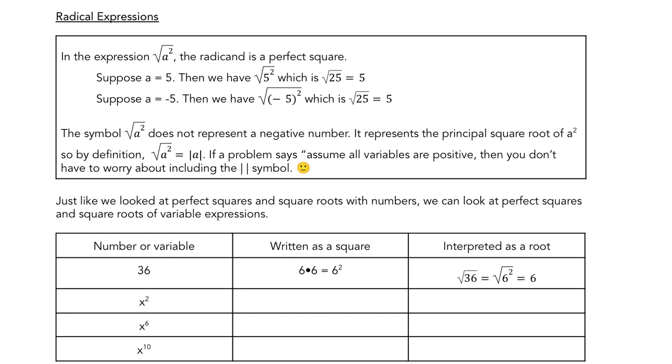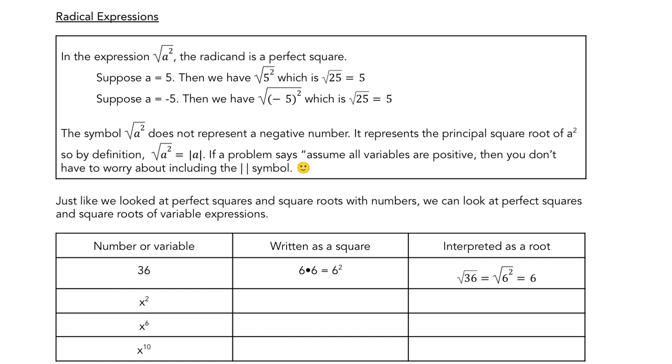All right. So we're going to talk about radical expressions today. Let's review. In the expression, the square root of a squared, the radicand, a squared, is a perfect square. If a is 5, then we have 5 squared, which is root 25, which is equal to 5. And if a is -5, then our result will also be positive 5. So the symbol root a squared does not represent a negative number. It always represents the principal square root, which is positive.